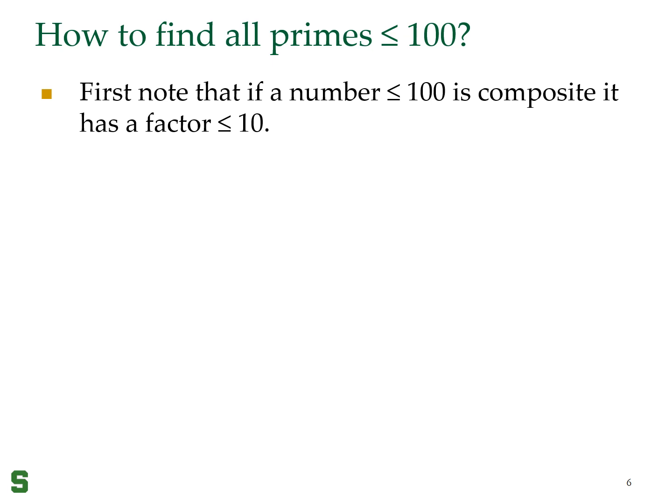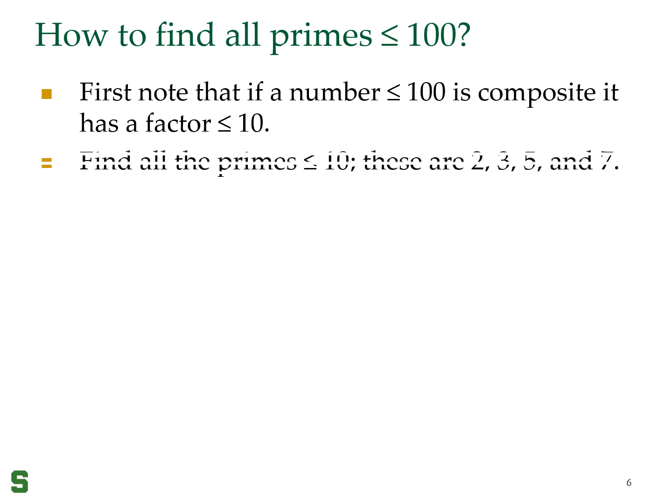So let's try to find all primes less than or equal to 100. The first thing we can observe is that if a number less than 100 has a factor, then it must have a factor less than or equal to 10. We know this because if I have a number n, then it has a factor that is less than or equal to the square root of n. So the prime factors less than 10 are 2, 3, 5, 7.